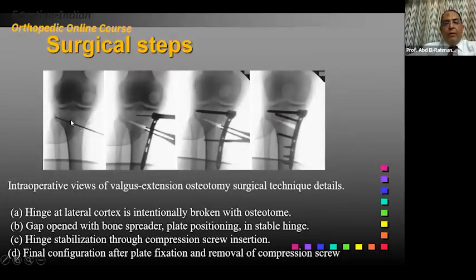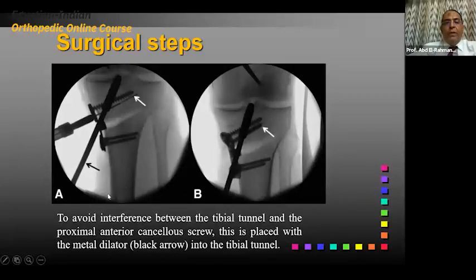As we see, we did our osteotomy, and after we do our osteotomy, we fix the osteotomy, and you make your tunnel for the ACL after you do the osteotomy, and put some reamer or anything metal to prevent interference with the screws of the proximal fixation of the tibial osteotomy.